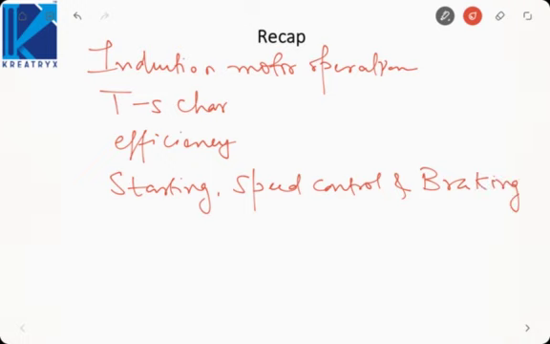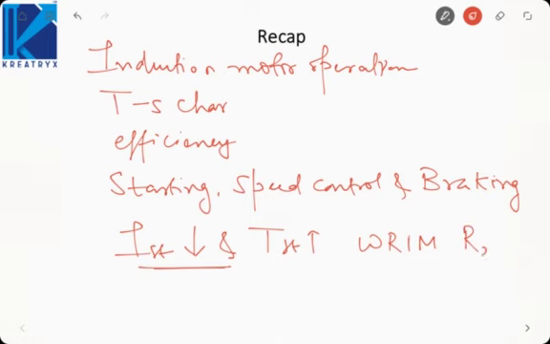So when we studied starting, the problem that we were trying to tackle was to reduce the starting current and increase starting torque. This can easily be done in a wound rotor induction motor by introducing external resistance and increasing the rotor resistance. But in a squirrel cage induction motor, there is no provision for adding external resistance. So we have to try other methods to increase the starting torque. So we change the rotor design to increase the starting torque.